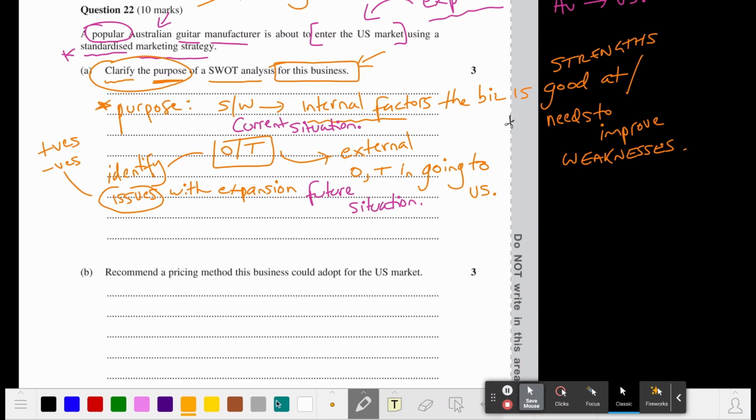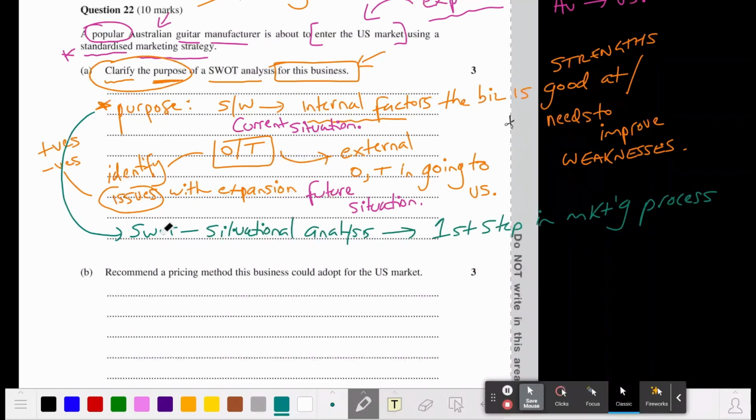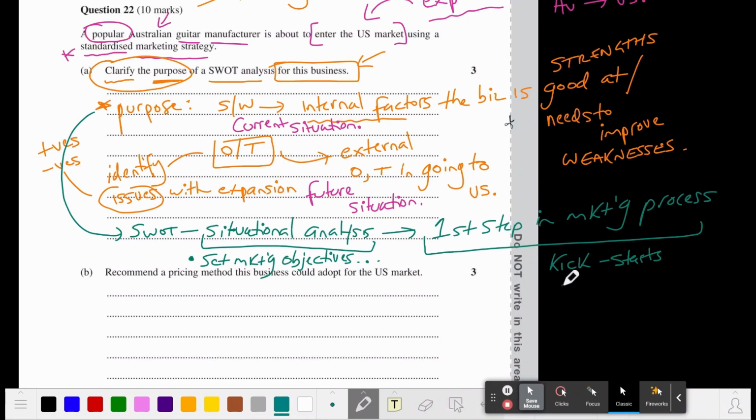And then what does it allow the business to do? I think, okay, well, SWOT analysis is part of situational analysis. So once a business has done the situational analysis, it can then set the rest of the marketing process, right? So for example, it can use that and then set the marketing objectives. So it really kickstarts the marketing process, or underpins it, because it's really the basis for a lot of the things that the company might choose to do.